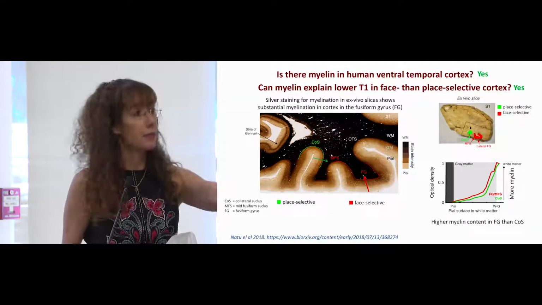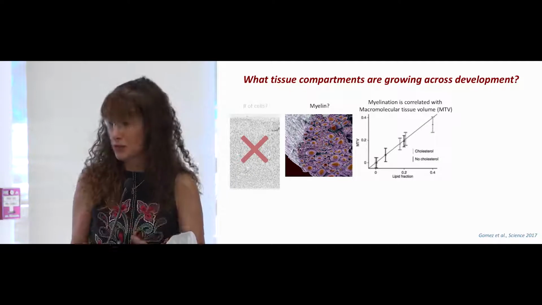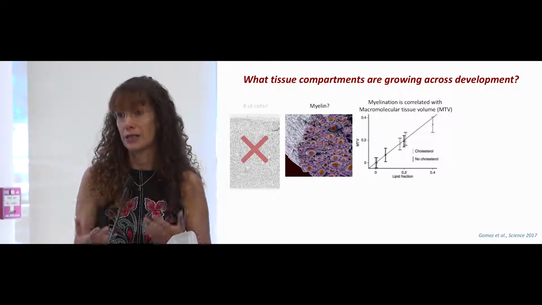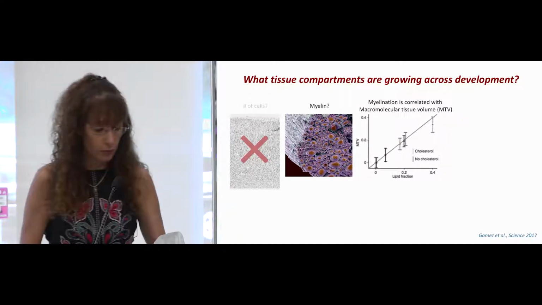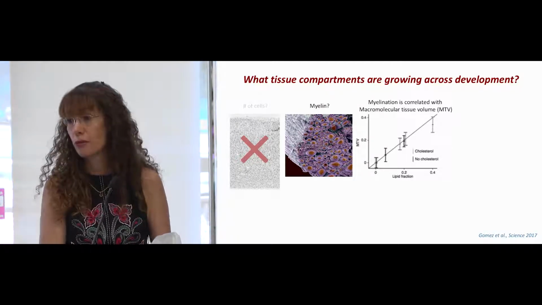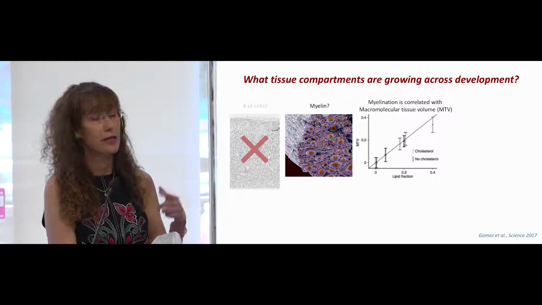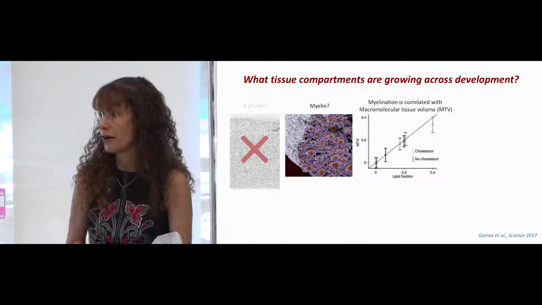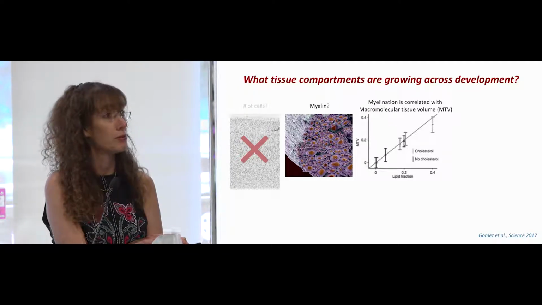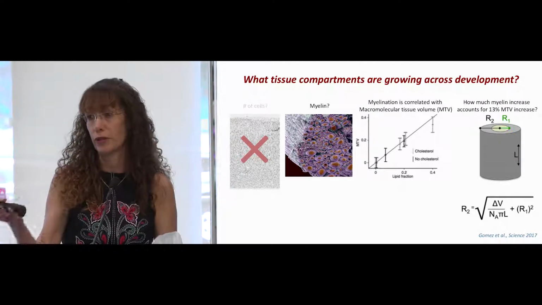But can this really explain our data? So what we can do is, rather than actually measure myelin, do a computer simulation to see how much myelin would need to grow in tissue from childhood to adulthood to account for these differences that we measure in T1. Another thing that we can measure from our quantitative MRI is macromolecular tissue volume, or basically the amount of non-water in the voxel. And we wanted to look at this metric because it's directly correlated with the amount of lipids and myelin in the tissue. And our developmental measurements suggest that there's about a 13% increase in macromolecular tissue volume in the child face-selective cortex compared to the adults.